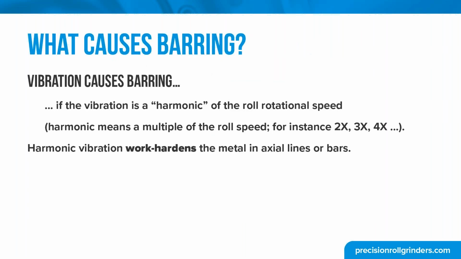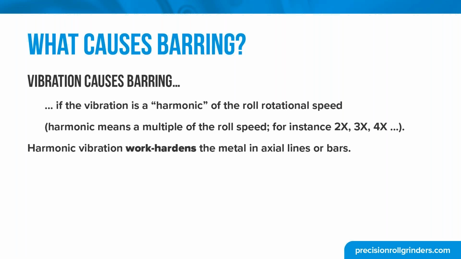Okay, so we talked about the impact of barring and 4 different ways to look for it. Well, what causes barring? Well, the answer is vibration causes barring. But the vibration has to be a harmonic of the roll rotational speed. And I assume you know what harmonic means. It's a multiple of the roll speed. For instance, 2 times the roll speed, 3 times the roll speed, 12 times the roll speed, 36 times the roll speed. And so if the vibration is harmonic, it will impact the roll in the same location every revolution.